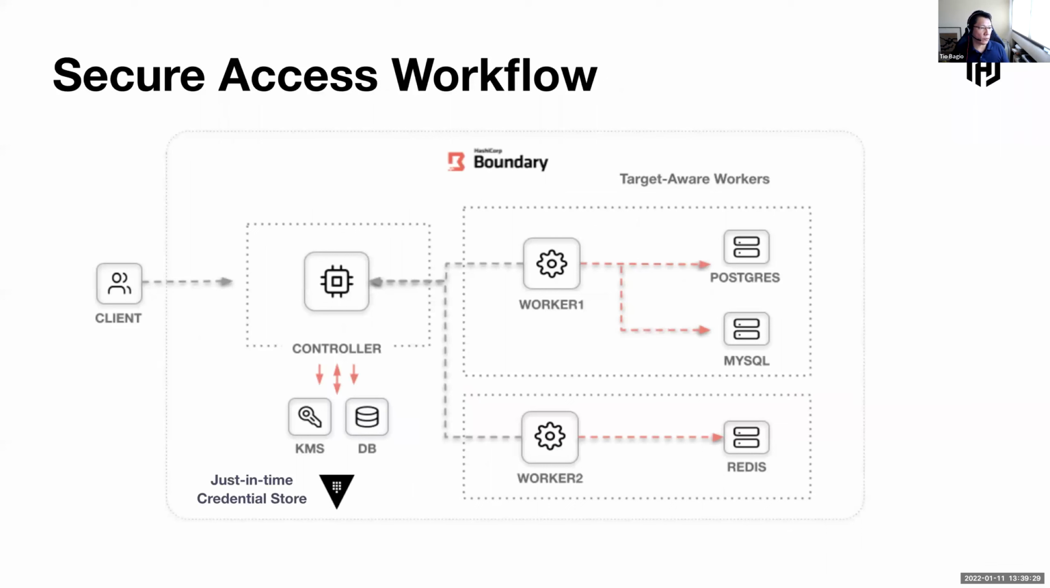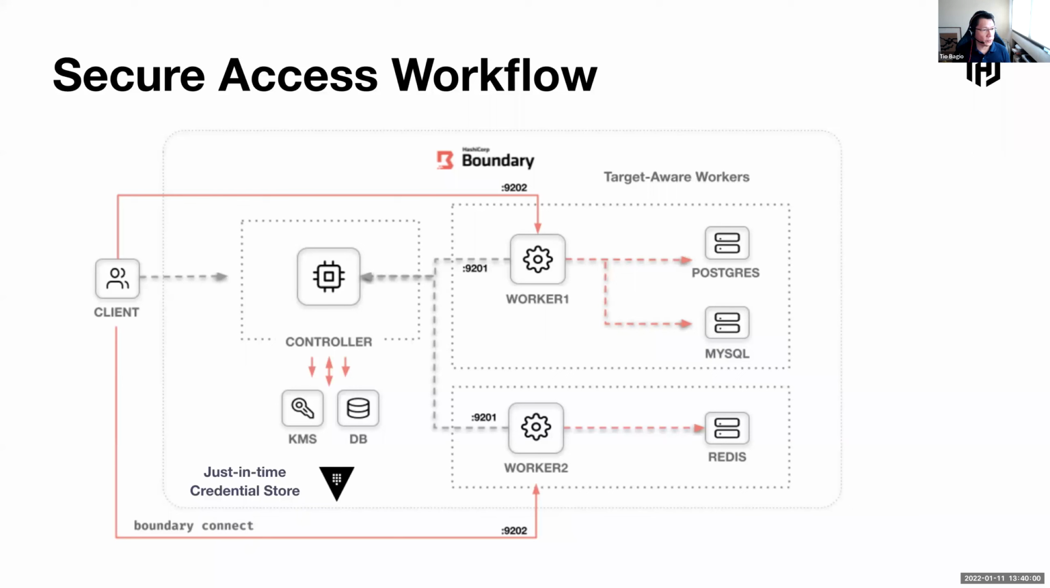Let's talk about the Boundary worker. Basically, it proxies TCP traffic. Therefore, it supports all kinds of targets and applications without requiring you to install any agents. There can be multiple of them in multiple locations. Ideally, you want to put certain workers so that they have access to certain networks, and you assign users to the Boundary worker that is closest to the target.